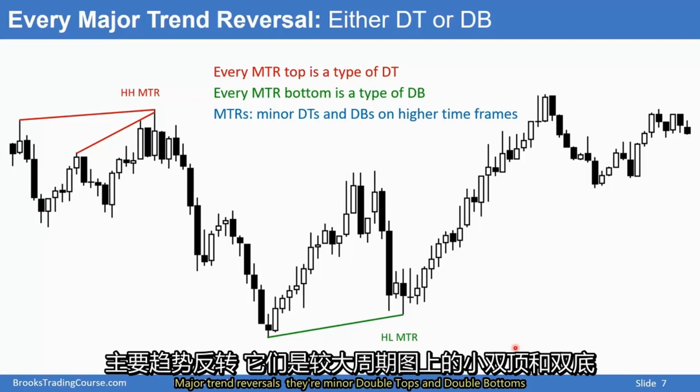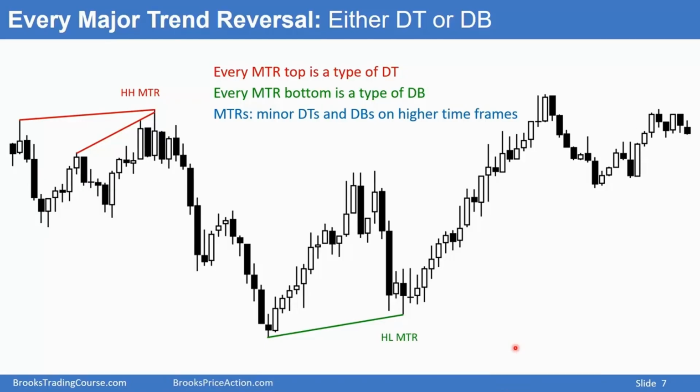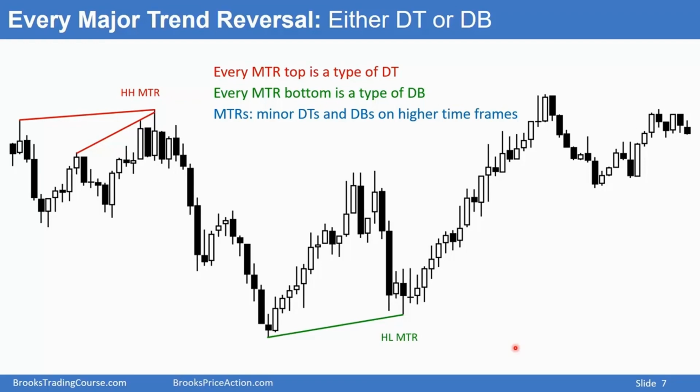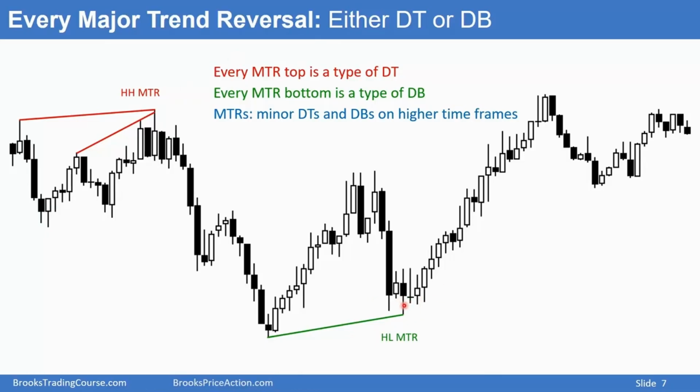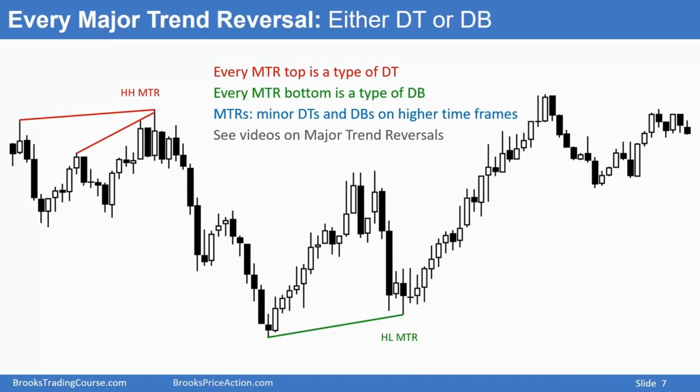Major trend reversals are minor double tops and double bottoms on higher time frame charts. Likewise, minor reversals can be major on smaller time frame charts. But on the chart in front of me, this is a major trend reversal, and it's a reasonable swing trade. You can see more about this in the videos on major trend reversals.